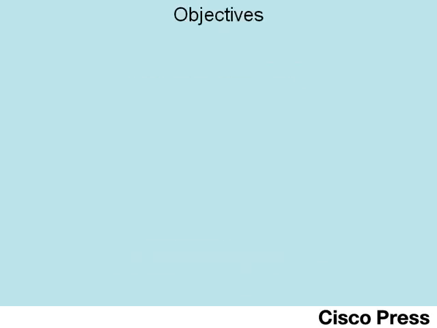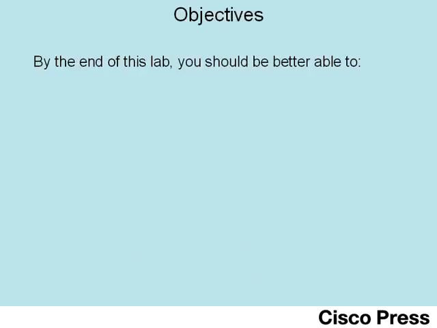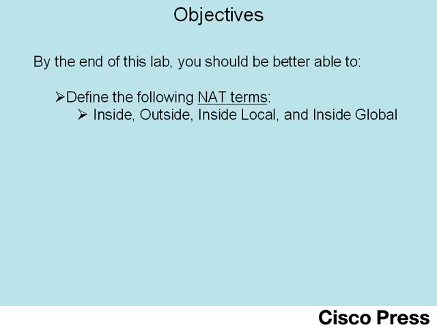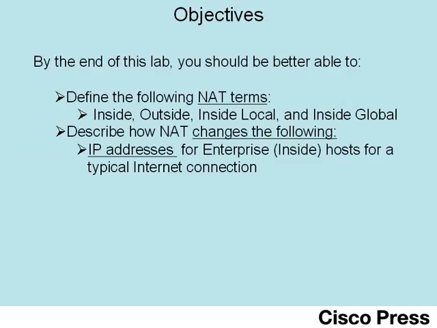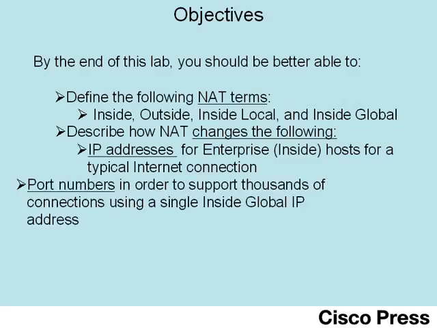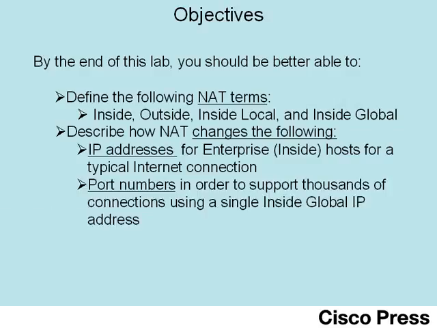Like most labs, this lab has several objectives. First, NAT uses a lot of terminology that can be confusing. So we'll start out with some definitions of the terms inside, outside, inside local, and inside global. Then the lab will talk about how NAT changes things in the IP packet, in particular IP addresses, as the packet passes from an enterprise host to an internet-based host, and vice versa, and how the router, when performing overload, will change port numbers so that it can support multiple TCP connections over a single routable IP address.